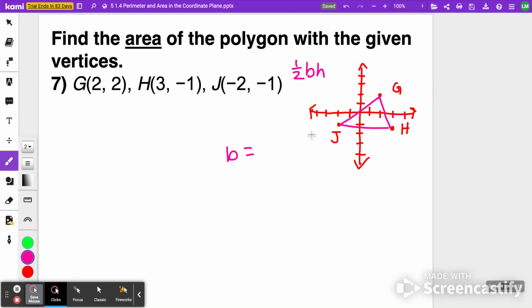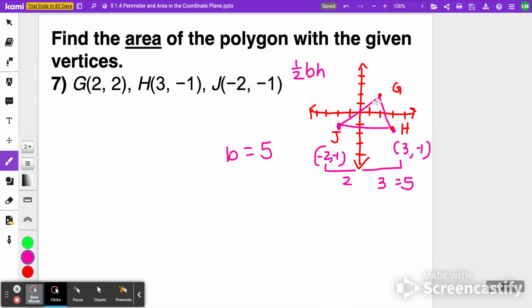The base is going to need to be from J to H. So if we see J is at (-2, -1), and H is at (3, -1), that means they are 2 steps from here, 3 steps here, so that's a total of 5 as the base.